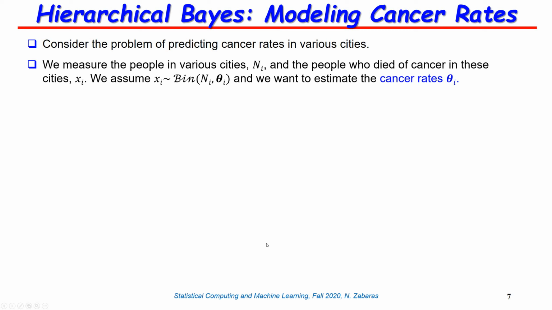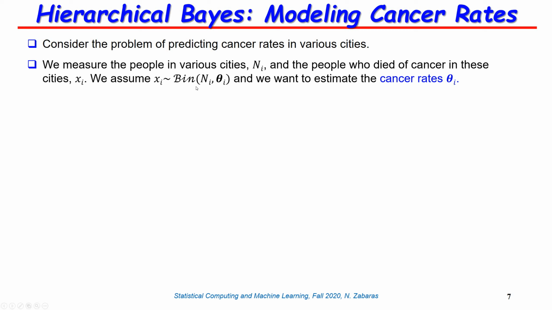So this is the example. We assume that we have a number of cities, and we are given the population of every city that I denote here as Ni, and we assume that we know the number of people in each city that have cancer, or as it says here, the number of people maybe that died from cancer.